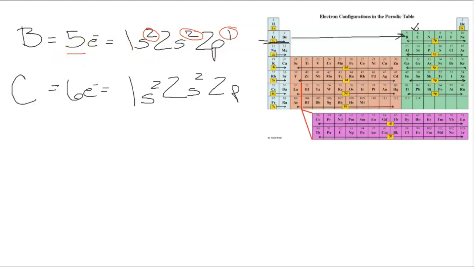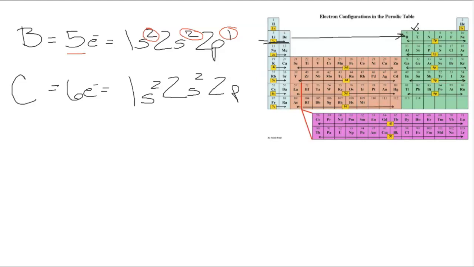Now we're going to look at carbon. So carbon I've got started here for us. Carbon has 6 electrons. The first 2 electrons he puts in the first energy level, S sublevel. He puts 2 electrons there. Then he's filled up energy level 1, so he goes to energy level 2.